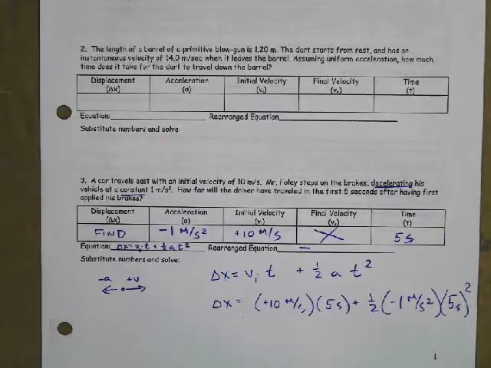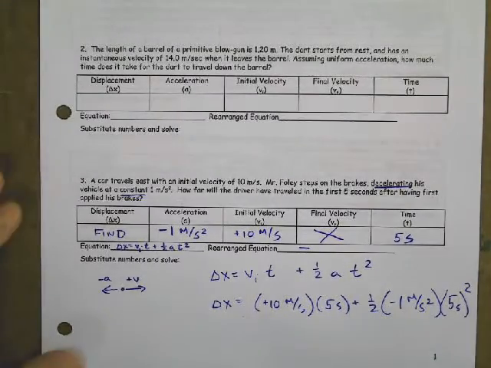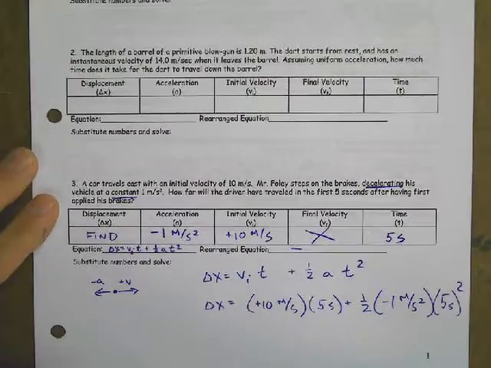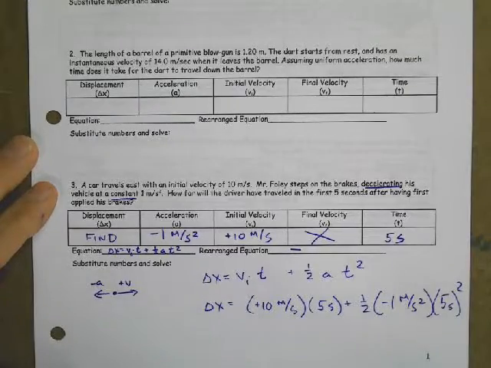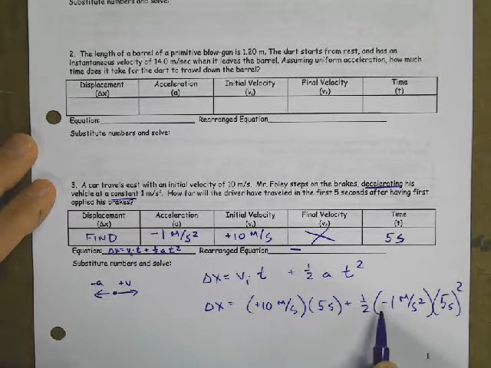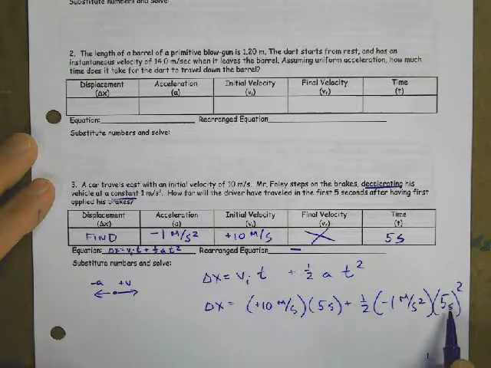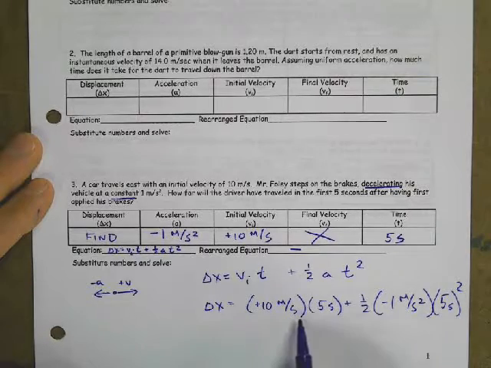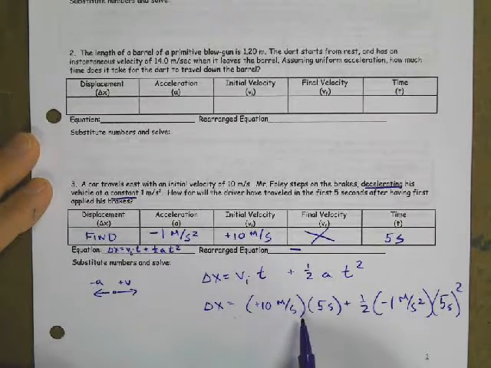I also like to put units in just because if the units don't cancel, I know I've done something wrong in my formula. So notice I put a negative in here for acceleration. Also notice I need to square the time. This is something students forget to do. So I'm squaring it here. I'm not squaring it here. Okay.